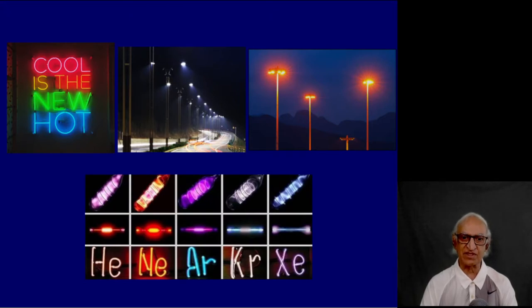They're producing different colors because these lamps are filled with gas, different gases. For example, helium, neon, argon, krypton, xenon. These street lamps are filled with sodium vapor, and these street lamps are filled with mercury vapor. Now, why is this important?